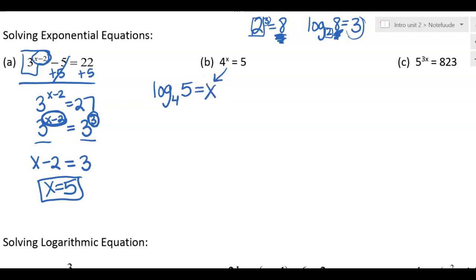You're technically done at this point. You just solved for x. X is by itself, right? What is x equal to? Log base 4 of 5. Okay, that's it.